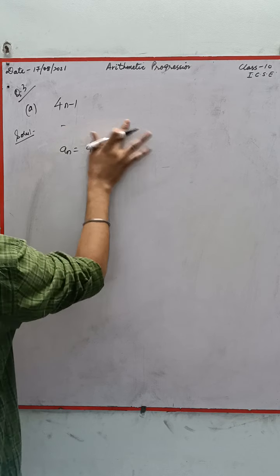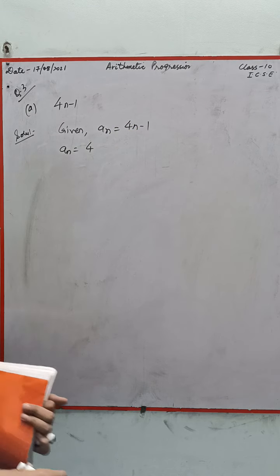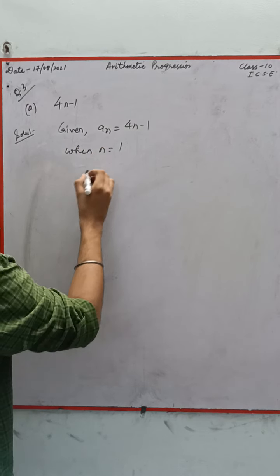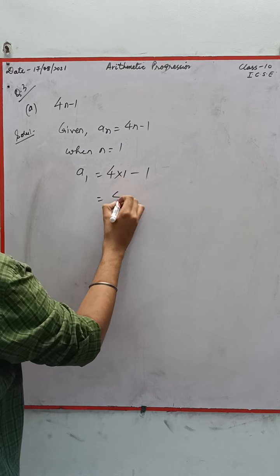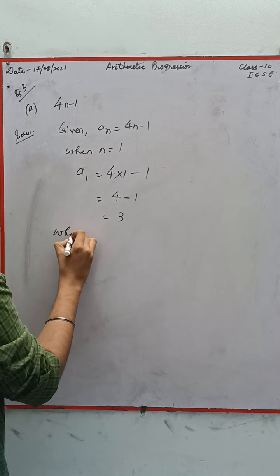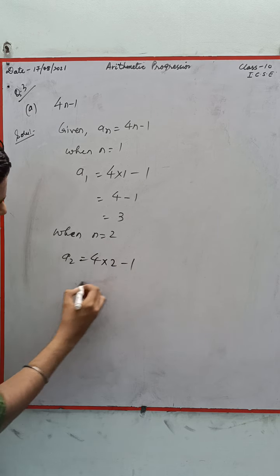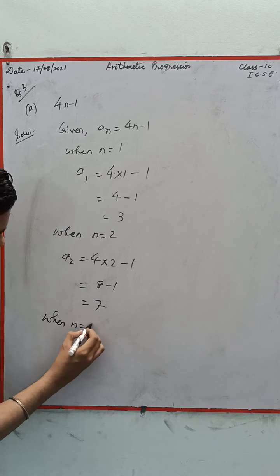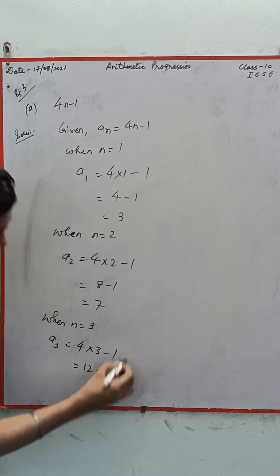So first you mention that given an is equal to 4n minus 1, okay. When n is equal to 1, so a1 is equal to 4 into 1 minus 1. 4 ones are 4 minus 1, which is 3, okay. Then when n is equal to 2, so a2 will be 4 into 2 minus 1. 4 2s are 8 minus 1, which is 7. When n is equal to 3, a3 is 4 into 3 minus 1, 12 minus 1, which is 11.